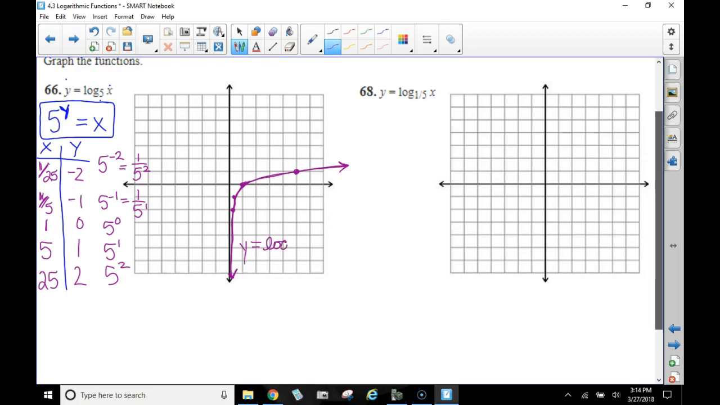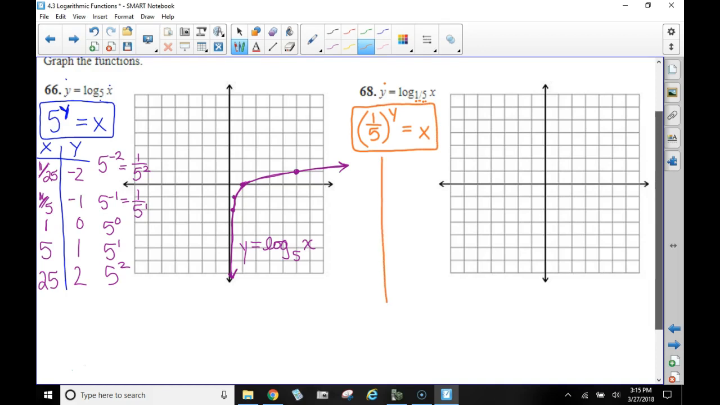The equation that we just graphed was y is equal to the log of x with base 5. Okay? Let's do 68. This is y equals the log of x with base 1/5. Again, rewrite this in its equivalent exponent form. The base raised to the exponent of y is going to give us our x values. That's how I'm going to crunch my xy ordered pairs. Okay? So I'm going to make a little chart of xy ordered pairs.